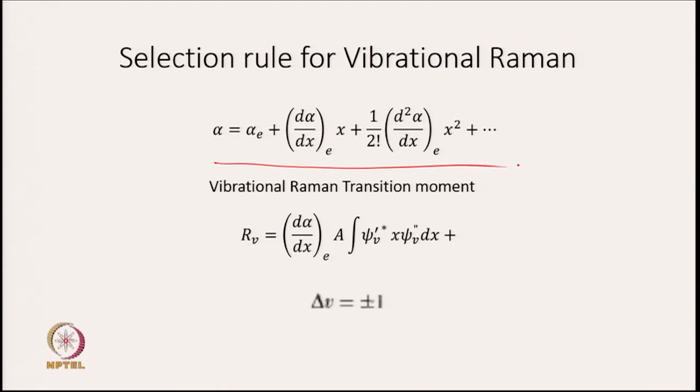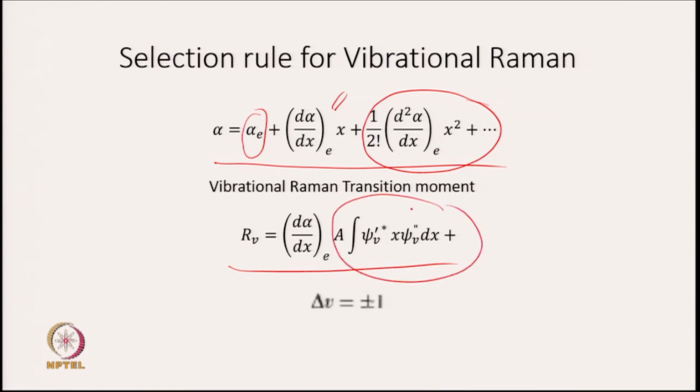If we calculate the vibrational Raman transition, the first term is going to be 0 because the wave functions of the two vibrational levels V and V plus 1 are orthogonal to each other. So, the first term will tend to 0, the second term will remain, whereas the third term we can neglect for a small displacement. So, the vibrational Raman transition moment can be given by this equation. RV is equal to d alpha by dx at equilibrium, and this integral multiplied by this integral.